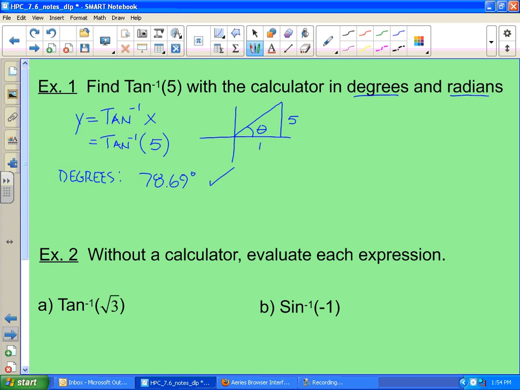What's the acronym? All Students Take Calculus. That's right. This is the reason why. Tangent is positive here. Tangent is positive here. So I will eventually be able to say there's another answer. There's another angle that also produces a tangent of 5. Does anyone want to care what that answer is? I'm going to guess what it might be. Add 180 to it. Why?